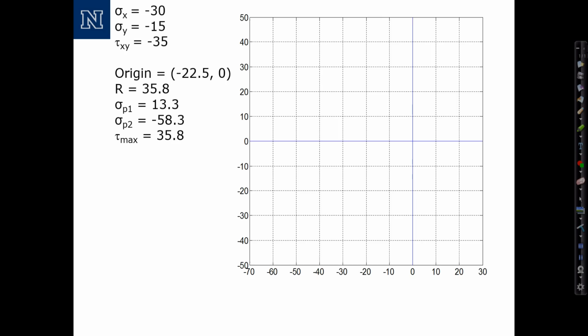Okay, let's go to the next slide where I've summarized the statistics that we just calculated, and I have a plot here that we can use to plot the circle. The x-axis will be the sigma axis, the y-axis will be the tau axis.